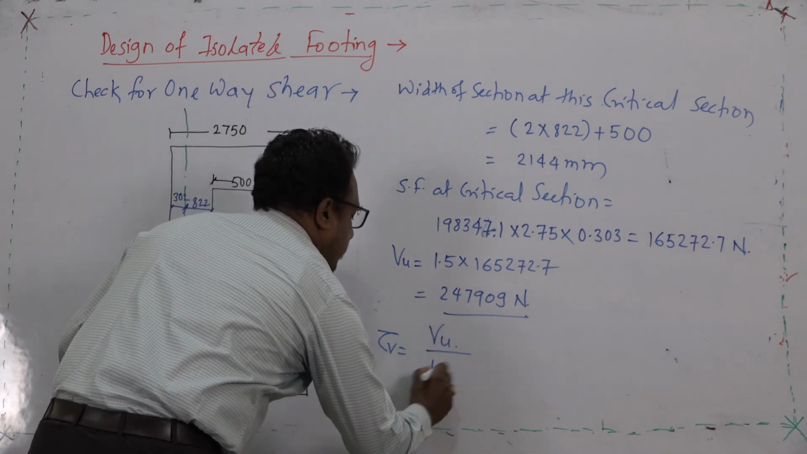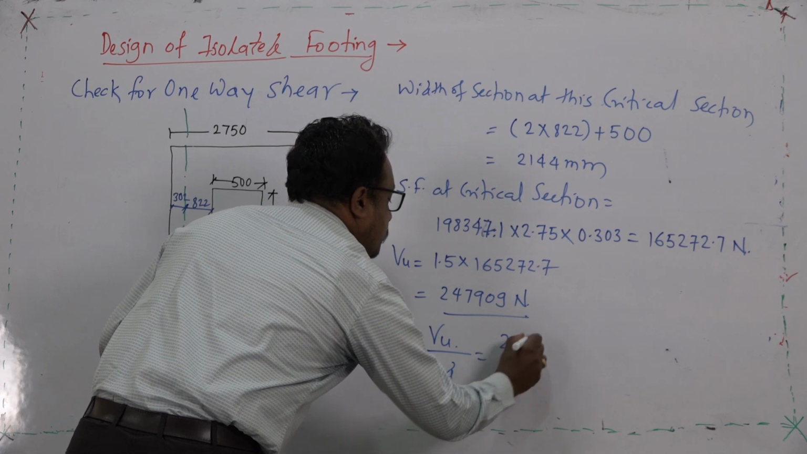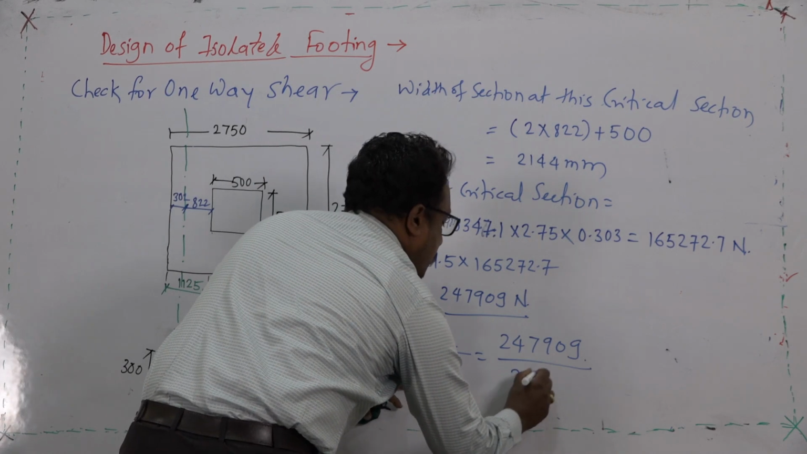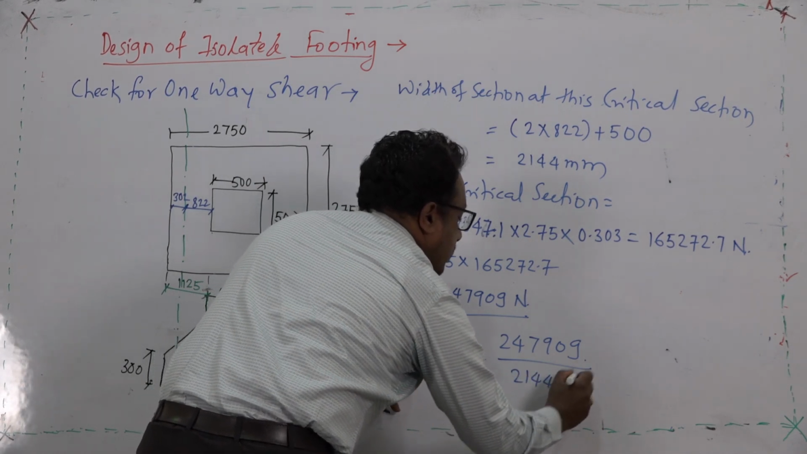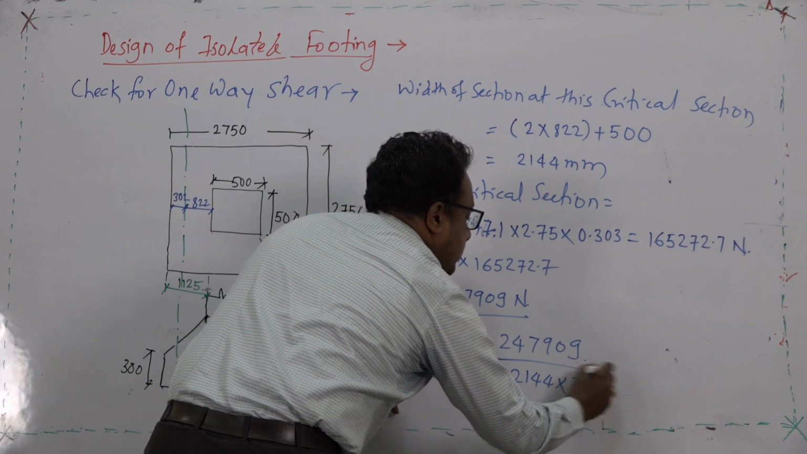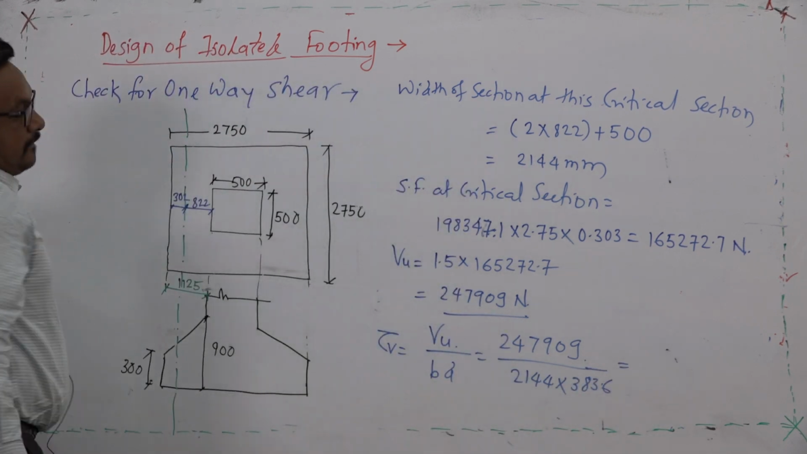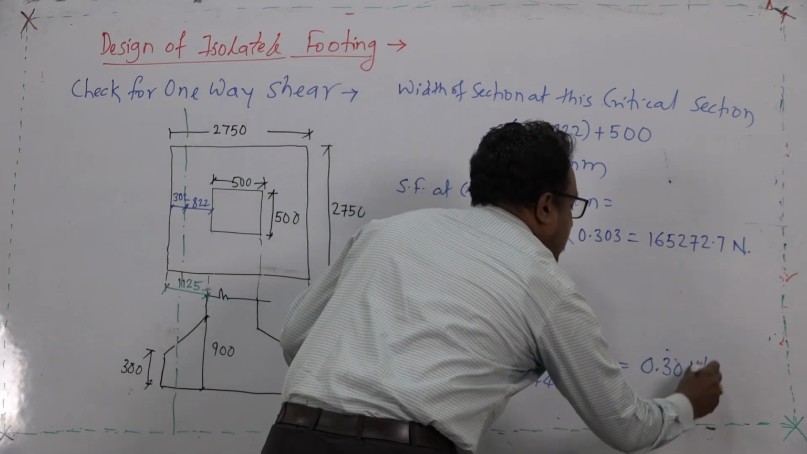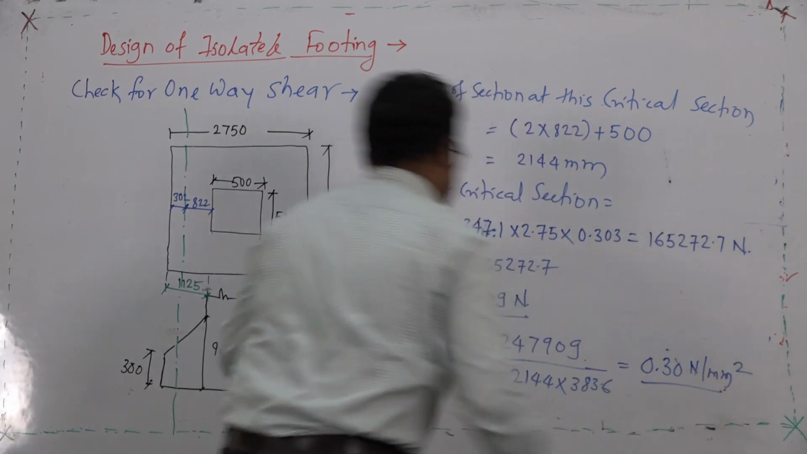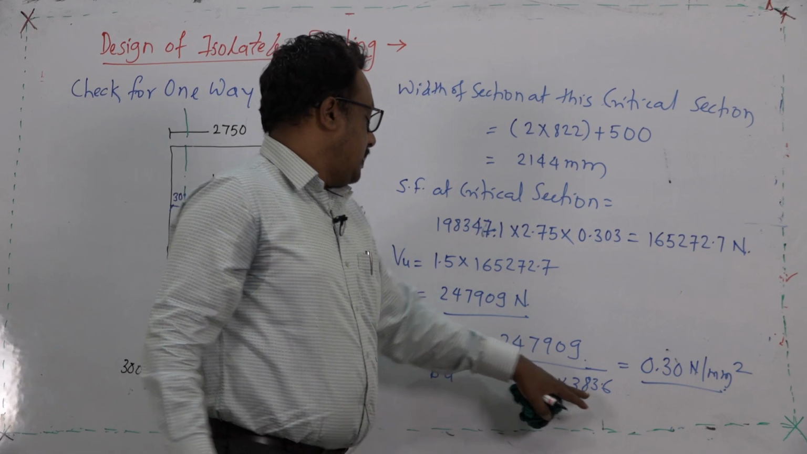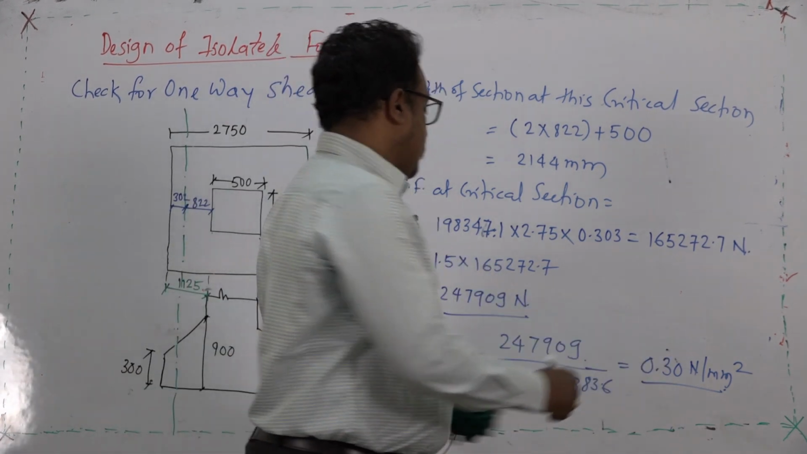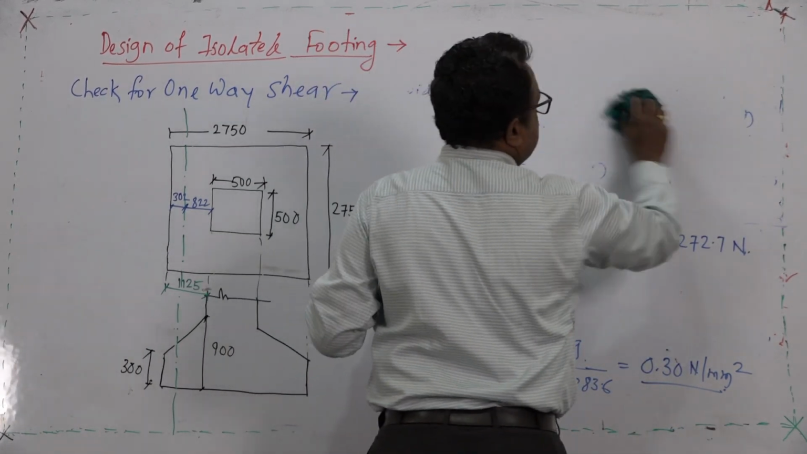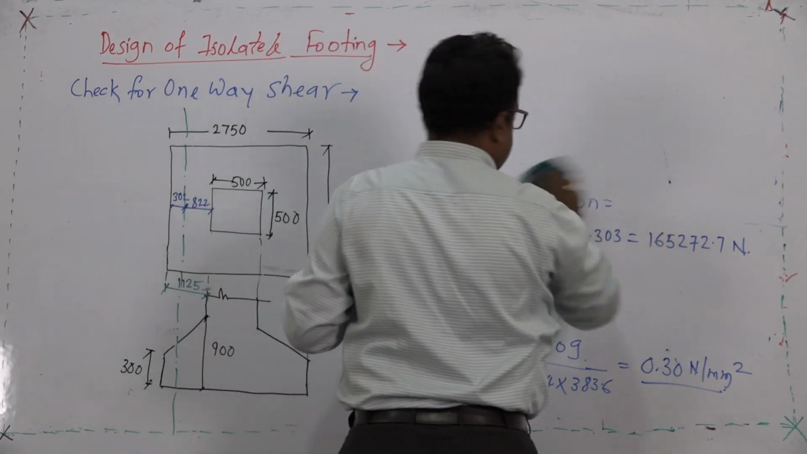Obviously, our value of tau V, the shear stress that acts on the section, will be Vu divided by bd. In our case this is 247.909 divided by b, which is 2144, multiplied by d, which is 383.6. So, this will be 0.30 Newton per mm square. This is expressed in Newton, this is millimeter and multiplied by one more millimeter. So, 0.30 Newton per millimeter square. This is the value of tau V, which is the shear stress on that section.